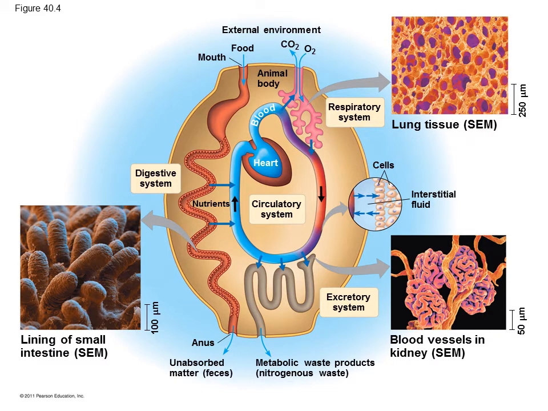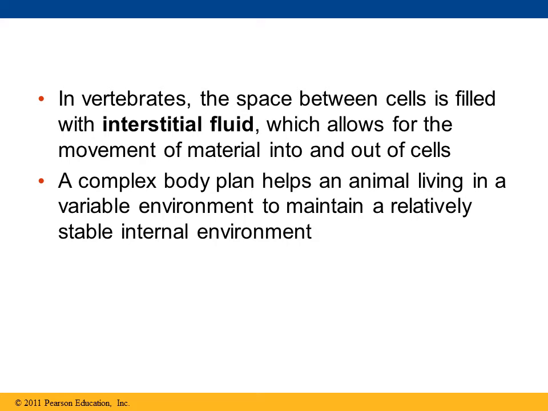So here's figure 40.4, which shows the folded internal spaces that are found in multicellular animals such as ourselves. Now this is used again to exchange materials. In vertebrates, the space between the cells is filled with interstitial fluid, which allows for the movement of materials into and out of the cells. A complex body plan helps an animal living in a changing environment maintain a relatively stable internal environment.